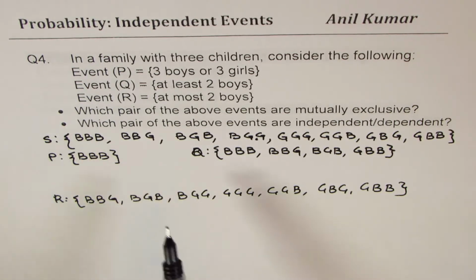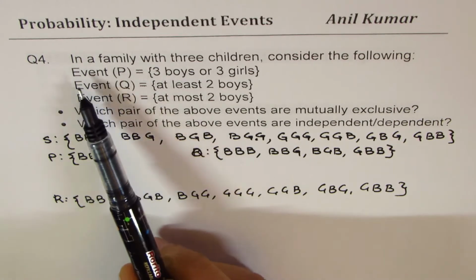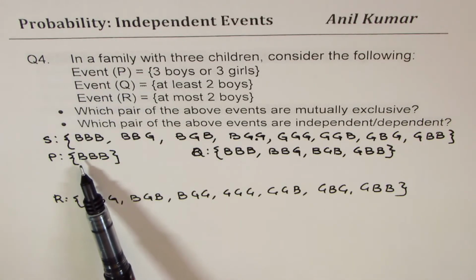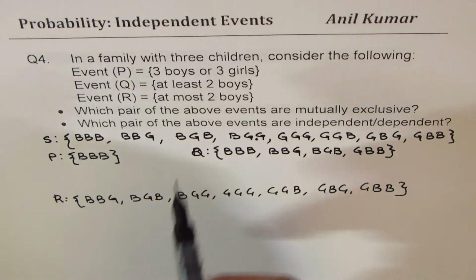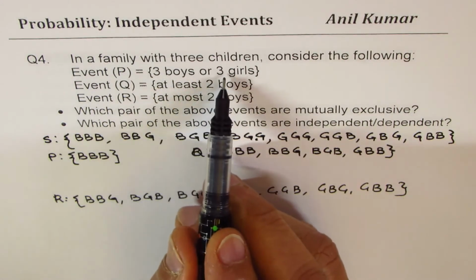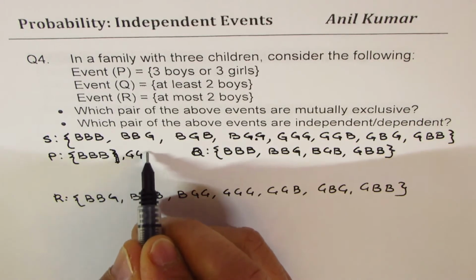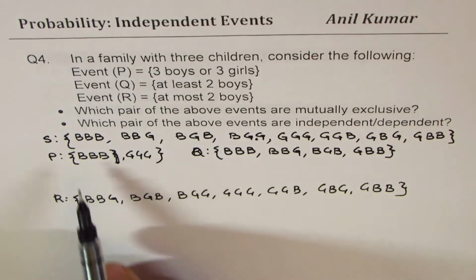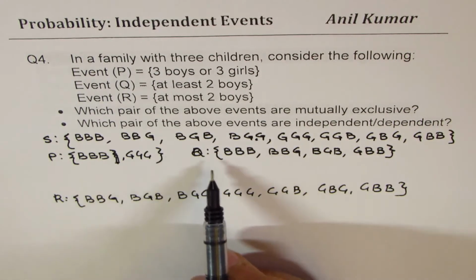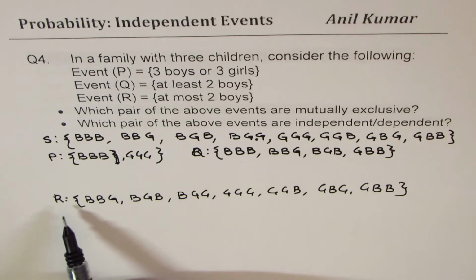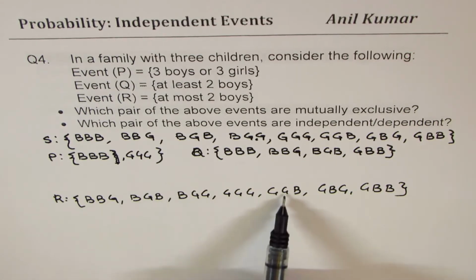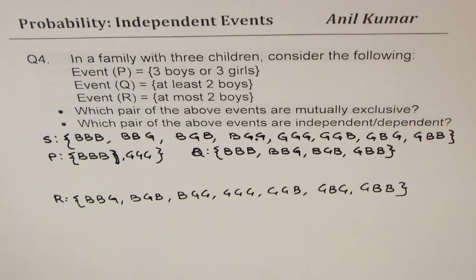So what we see here is event P has only 2 elements, 3 boys and 3 girls. Okay, I made a mistake here. Even this is correct, right? There are 2 elements in this. In Q, there are 1, 2, 3, 4. In R, there are 1, 2, 3, 4, 5, 6, 7 elements, right?